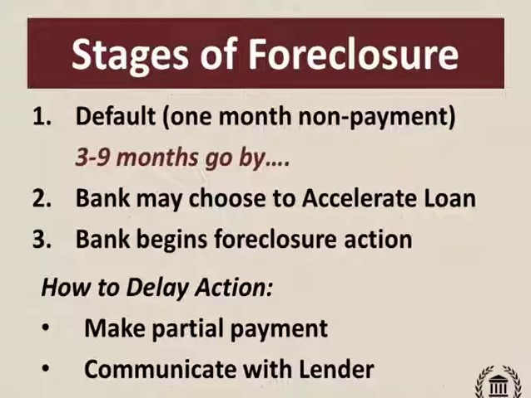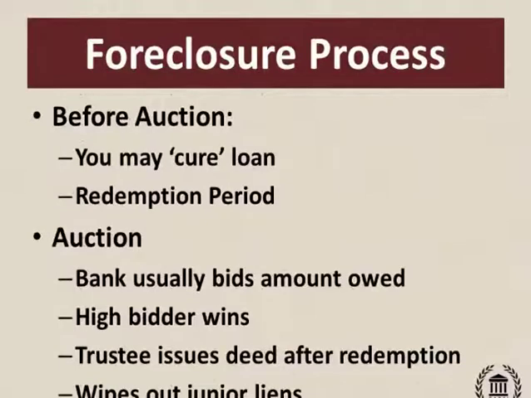But most states are about 3 months. Nevada, what is Nevada, Frank, about 3 months? Most states are about 3 months from the beginning of the foreclosure, the notice of default, to the auction date. 3-4 months. So that's the process in foreclosure.